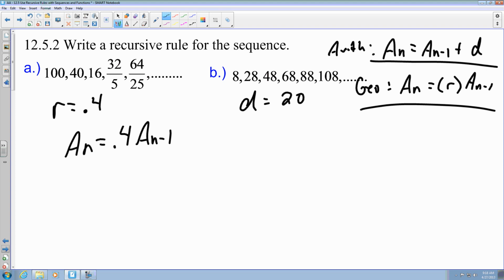So that means I can just use this equation here to help me write my recursive rule. This is going to be a sub n equals a sub n minus 1 plus d, which is 20. Okay?